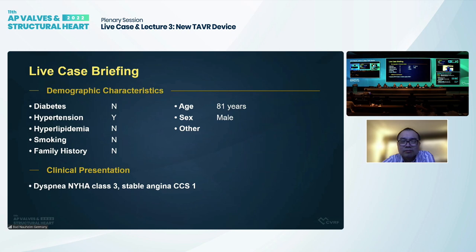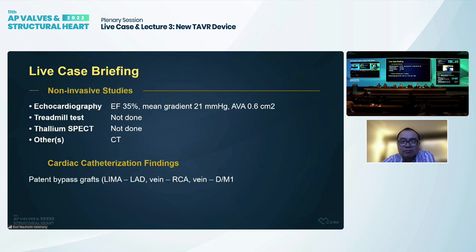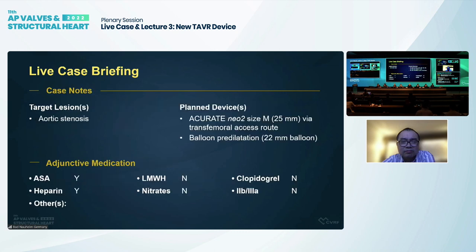He clinically presents to us with dyspnea on exertion, being New York Heart Association class 3, and stable angina. We have performed non-invasive diagnostic studies, including echo and CT, which we will show on the next slides. We plan to treat aortic stenosis with an Accurate Neo2 size M, meaning 25 millimeter, with transfemoral access. We will predilate with a 22 millimeter balloon, and medication includes aspirin and heparin.